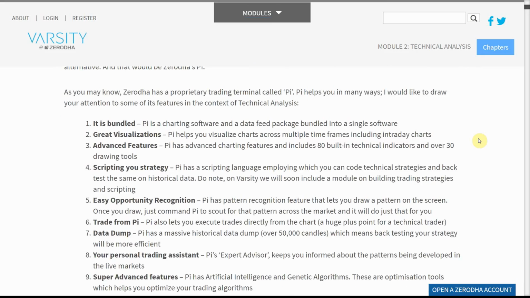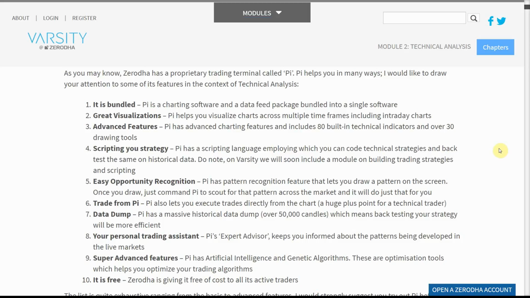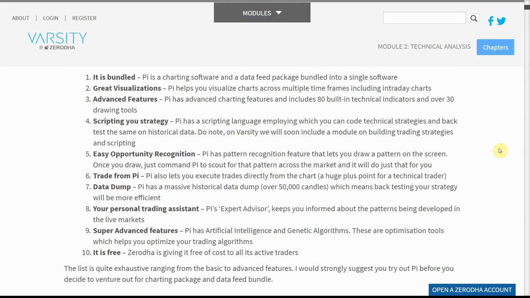Easy opportunity recognition. Pi has a pattern recognition feature that lets you draw a pattern on the screen. Once you draw, just command Pi to scout for that pattern across the market and it will do just that for you. Trade from Pi. Pi also lets you execute trades directly from the chart, a huge plus point for a technical trader. Data dump. Pi has a massive historical data dump, over 50,000 candles, which means backtesting your strategy will be more efficient.